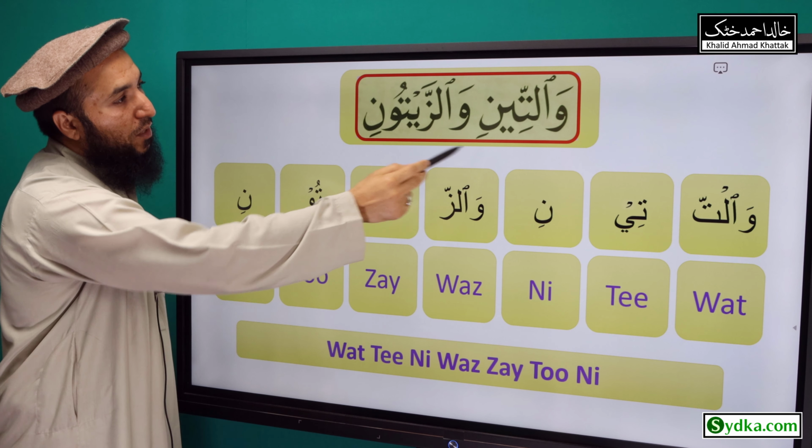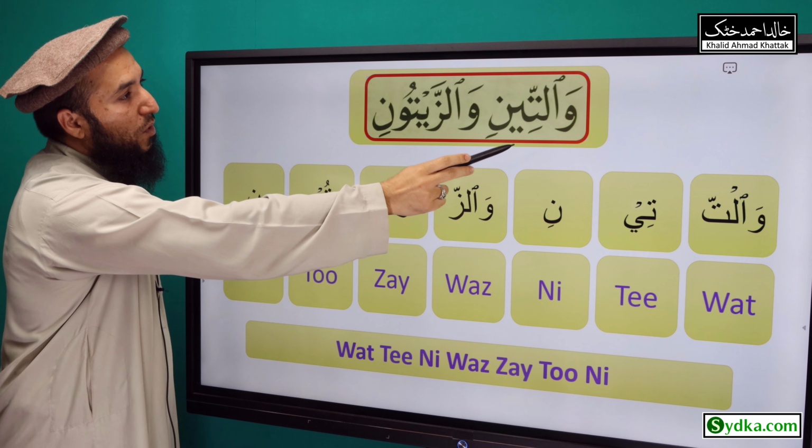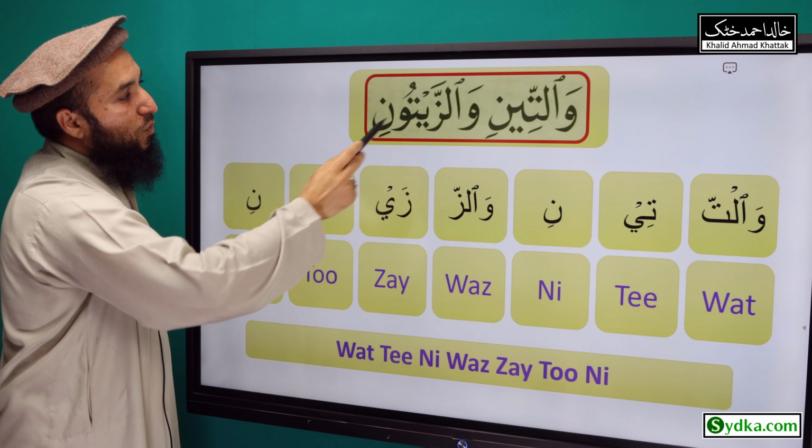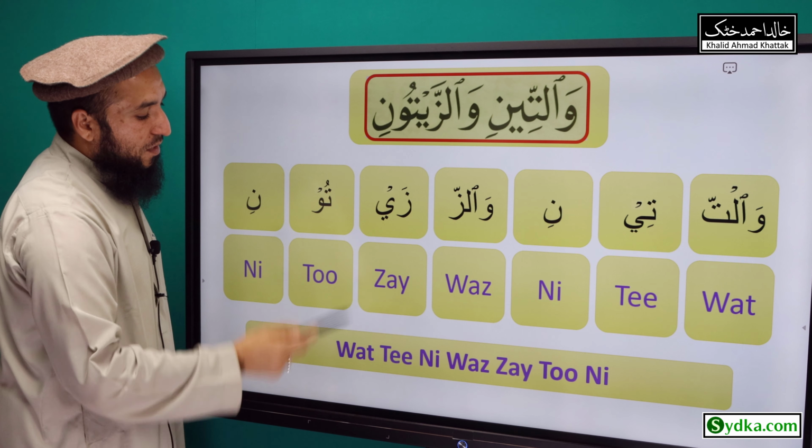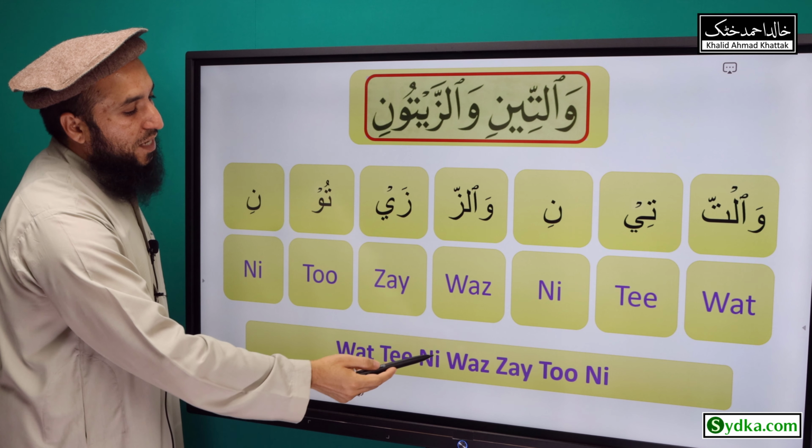Now combining both parts together, we have wattini wazzaytuni.